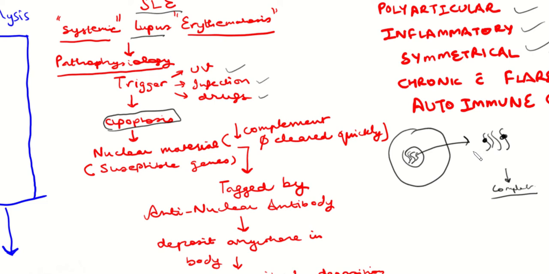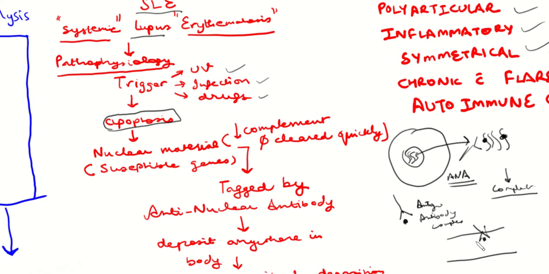So again, cells die in patients with susceptible genes, and they have low complement system, so it doesn't get cleared quickly. So now that these genes are out and the susceptible areas are out in the open, they get tagged by anti-nuclear antibodies, or ANA antibodies. Okay, so now you have antigen and antibody complex. And this actually gets deposited in different parts of the body.